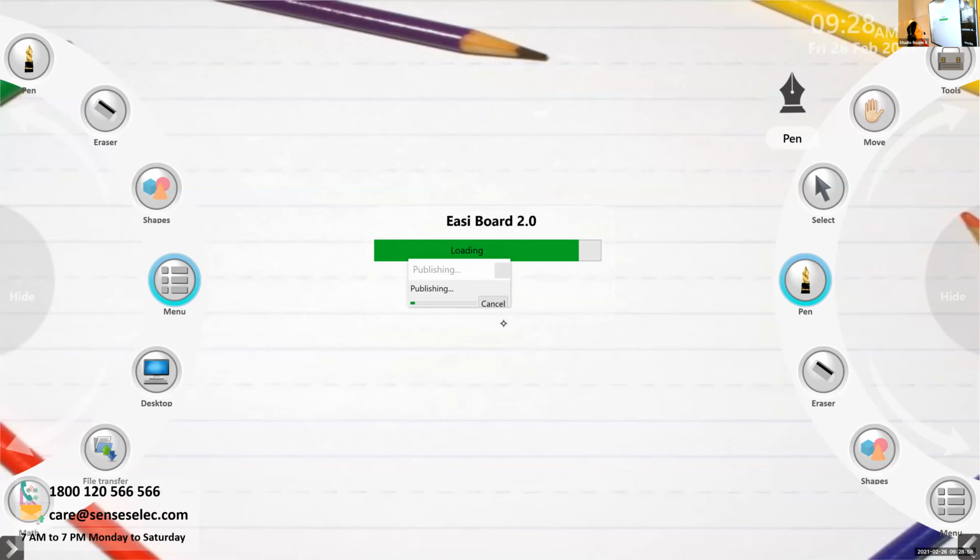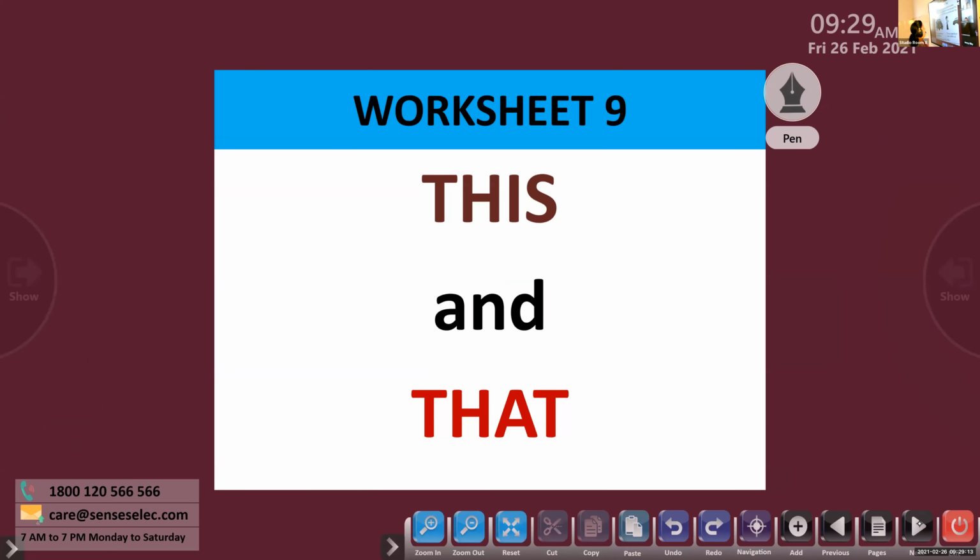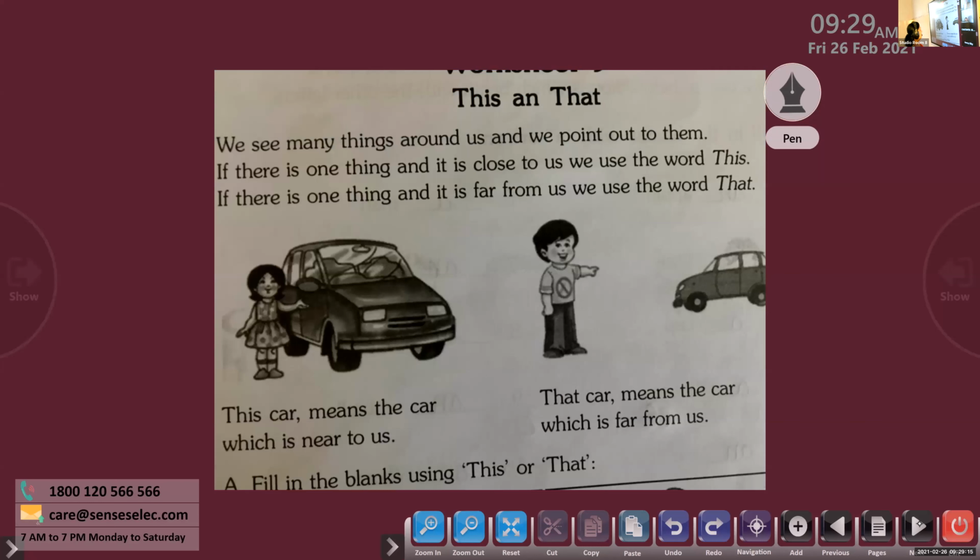Are you ready? Yes. Okay. Yes, ma'am. Arav, unmute. Arav, tell me one thing. This and that. In these two words, when we see a car that is near us, what do we use? This or that? Near us. This. Very good. Okay, thank you. Muhammad Ali, unmute. What do we use for a car that is far from us? This or that? That. Okay, good effort. Thank you, Muhammad.